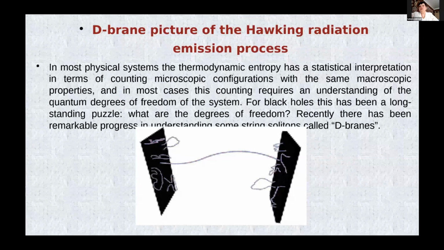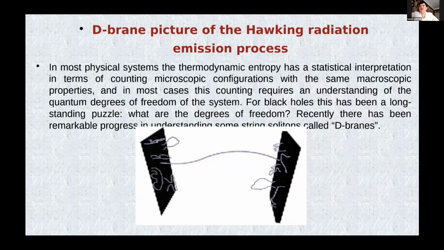De Bruijn picture of Hawking radiation emission processes. In this slide, I presented two de Bruijns and strings between them. Why have I done it? In most physical systems, the thermodynamic entropy has a statistical interpretation in terms of counting microscopic configurations with the same macroscopic properties. And in most cases, this counting requires an understanding of the quantum degrees of freedom of the system. For black holes, this has been a long-standing puzzle. What are the degrees of freedom for a black hole?